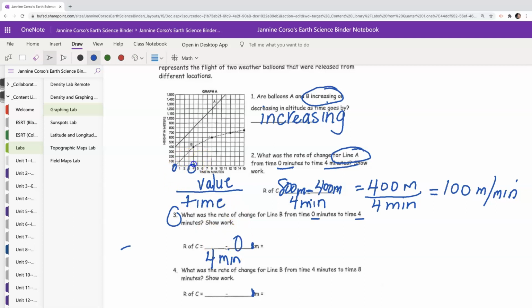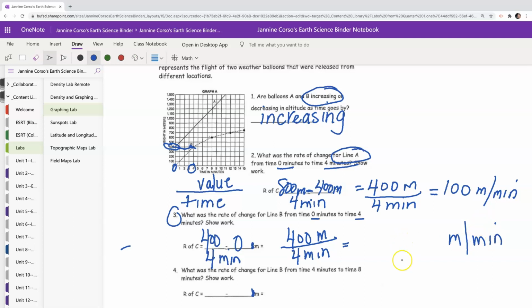By the 4th minute, it goes up to here. And that, if you use the graph, is 400 meters, right? So we're doing 400 meters minus 0 meters, which again is a difference of 400 meters, and you're dividing by 4 minutes. I think you can easily divide this and tell me how many meters per minute it changed.